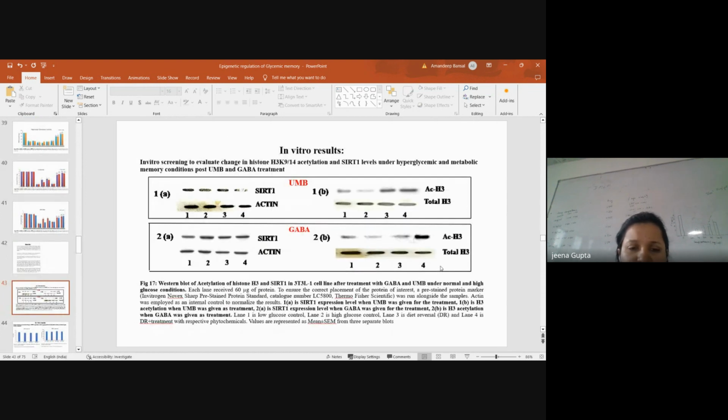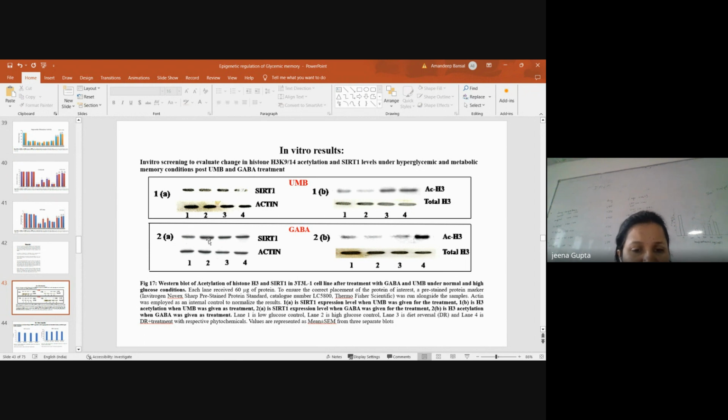Then we also checked the expression of SIRT1 and histone H3 acetylation level, because we fished out these compounds which show potential binding with the SIRT1 protein. We saw that the first lane is the control lane, the second one is hyperglycemic, the third one is diet reversal, and the fourth one is treatment with the respective compound. The above one is ambaliferone, the below one is GABA, at 100 micromolar concentration. So we observed that when we treat with ambaliferone, there is no change in the SIRT1 expression.